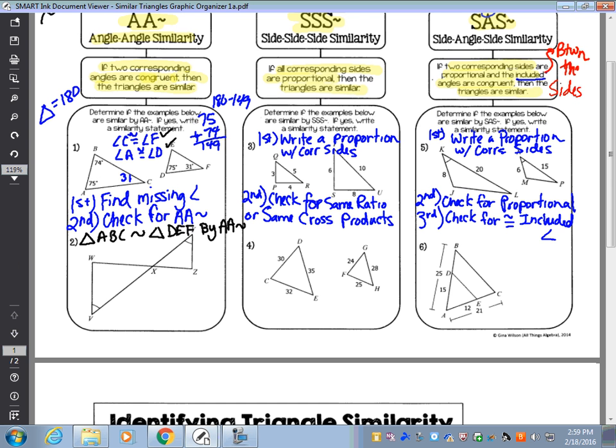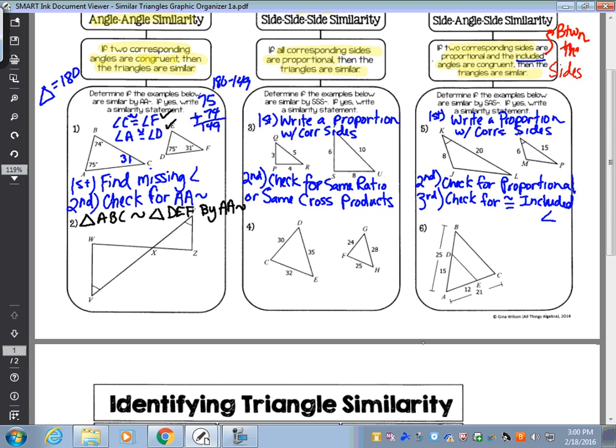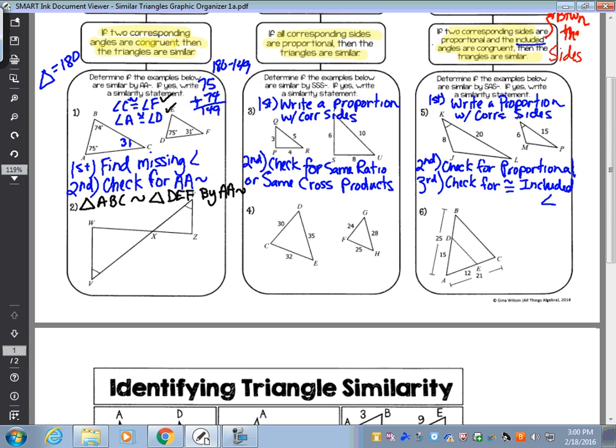All right, so on example 2, how many angles do we need? 2. We need 2. Do we have at least 1? Which one? Yeah, Y and V. Do you see how Y has an arc here, and so does V? So that tells me that those 2 angles are congruent. So angle V is congruent to angle Y.